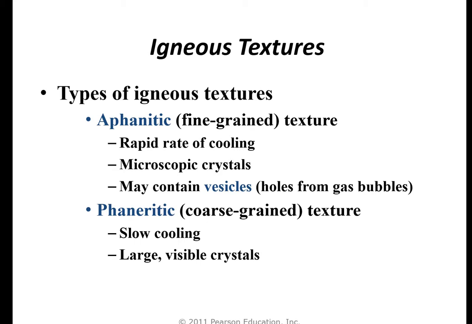The first is aphanitic, or fine-grained texture. This is a rapid rate of cooling with microscopic crystals, and they may contain vesicles, which are holes from gas bubbles. Phaneritic is coarse-grained texture. This includes slow cooling and large visible crystals.